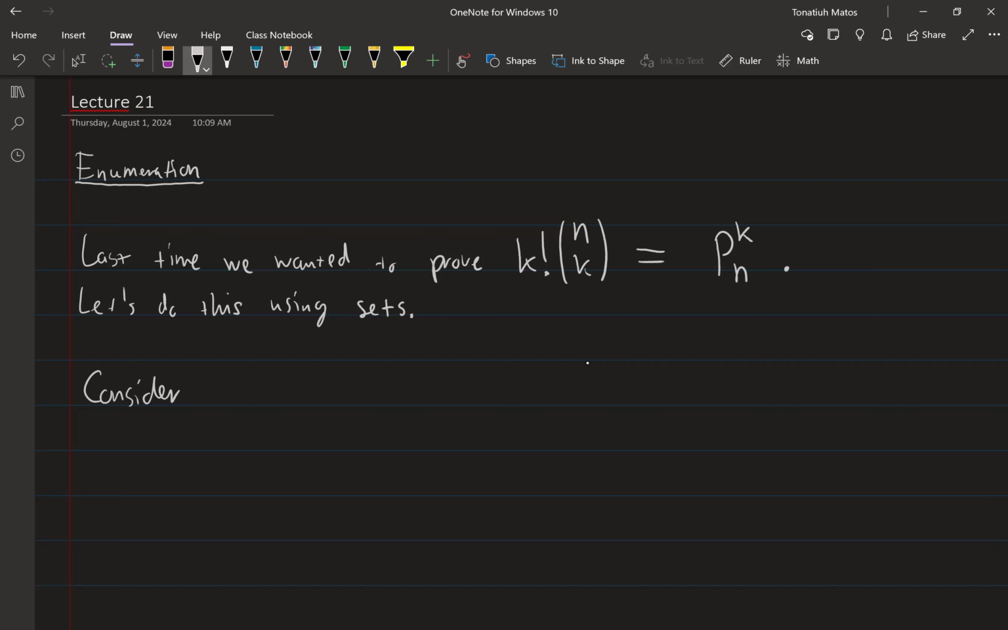So what I want to do is, this is a product that is equal to some number. The way I want to prove this is, I want to define a set A, and take the cross product with a set B, and I want to show that these have the same size as a set C. Ideally, the set A has size k factorial, the set B has size n choose k, and the set C has size P(n, k), the permutations of n choose k. So that's what we want. The question is, how do we define all of these sets?